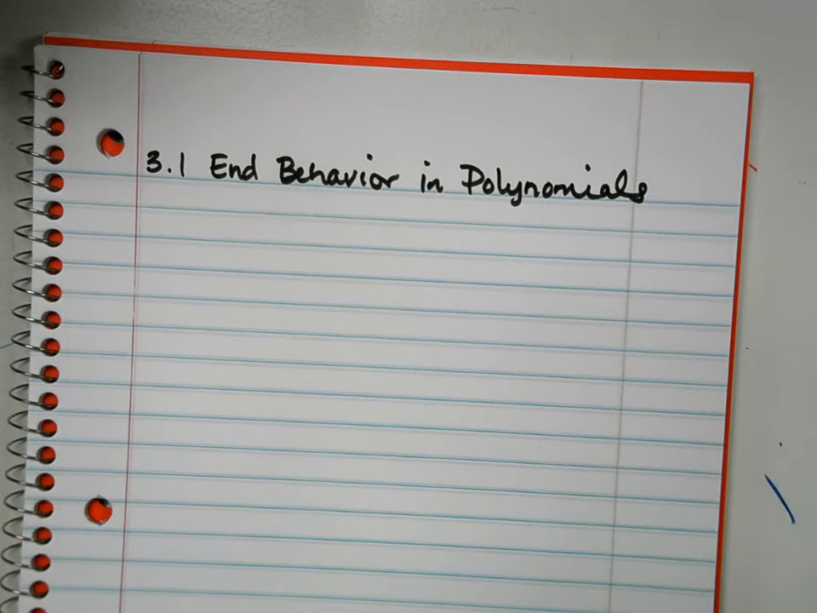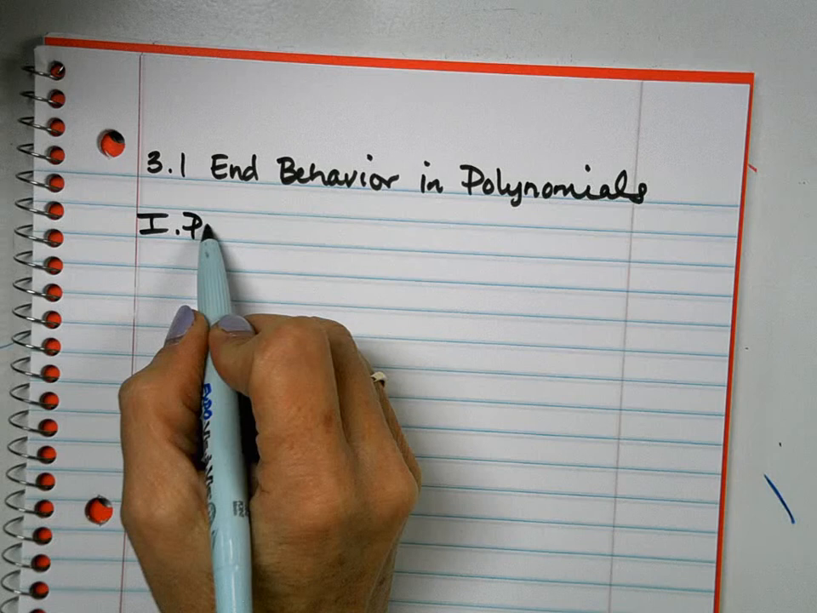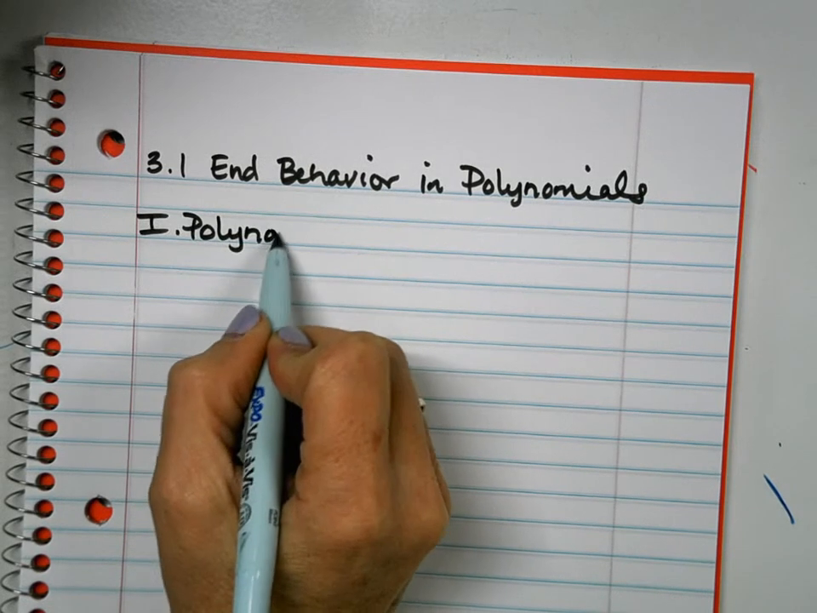Today we're doing 3.1, end behavior in polynomials. It's on the very outsides. Is it going up? These are either going to shoot up to positive infinity or down to negative infinity. And there's certain things that determine which way it's going. Before we get to that, I want to define what a polynomial is, so we all have the same definition.